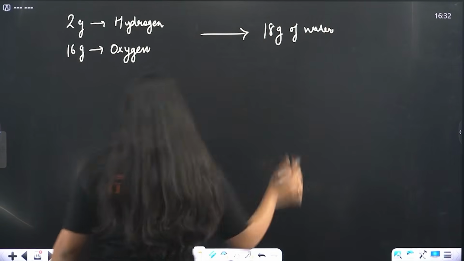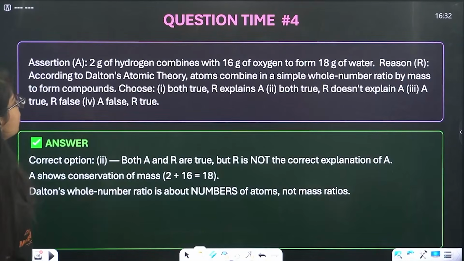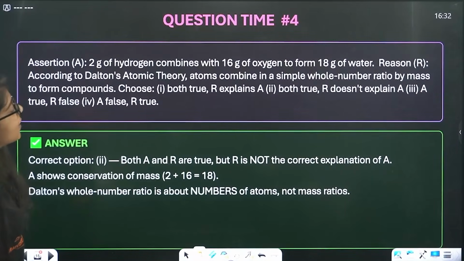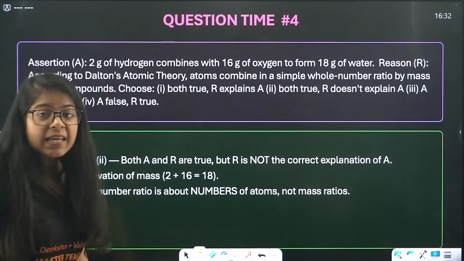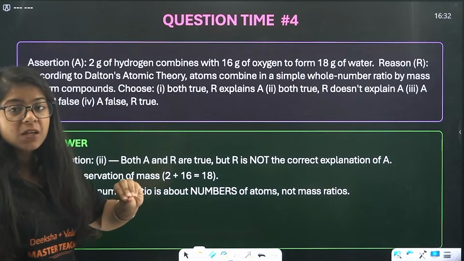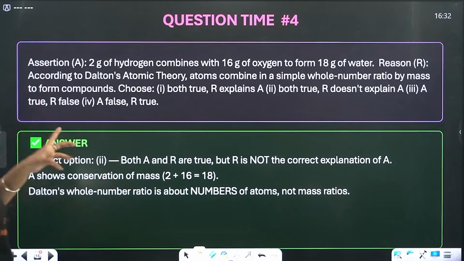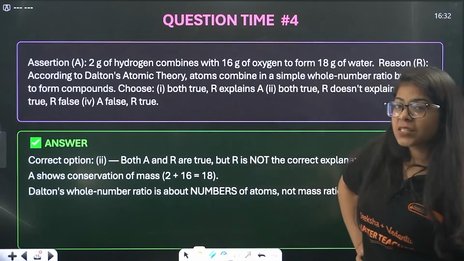Okay, so that's the reaction that is occurring. The reason is, according to Dalton's atomic theory, atoms combine in a simple whole number ratio by mass to form compounds. Okay, did Dalton say that? Did Dalton say that they combine in a simple whole number ratio by mass to form compounds? What do you think should be the answer? Have you answered?